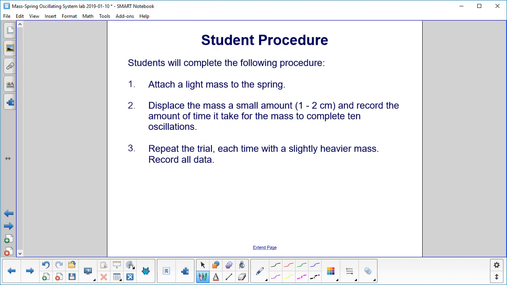Students will complete this procedure. Attach a light mass to the spring. Displace it a small amount, 1 to 2 centimeters, and record the amount of time it takes for the mass to complete 10 oscillations. Repeat the trial each time with a slightly heavier mass. Record all data.